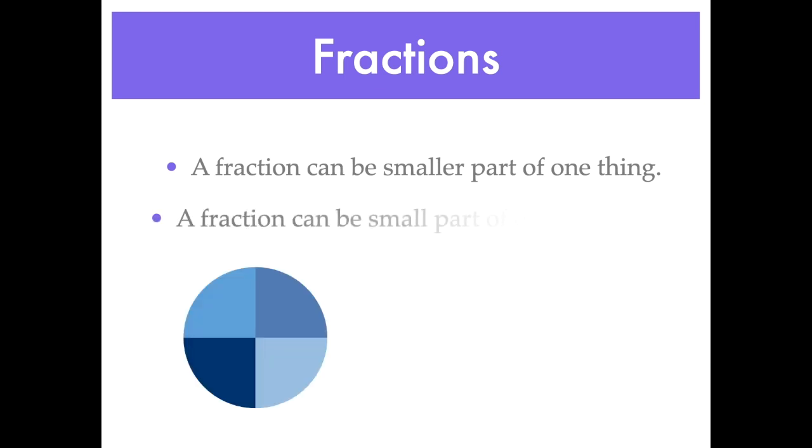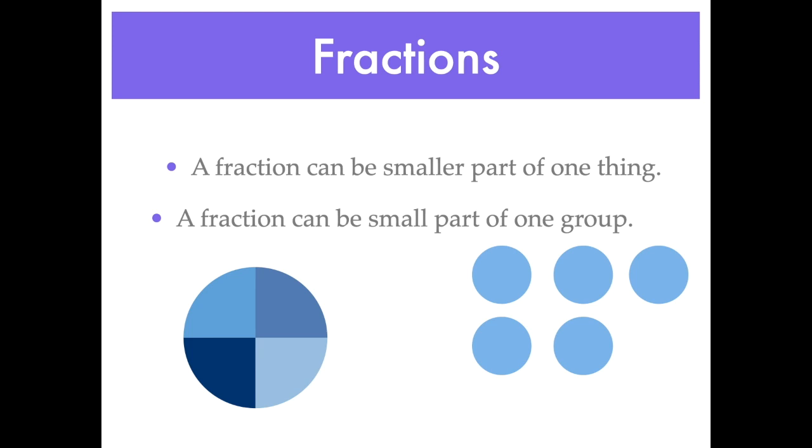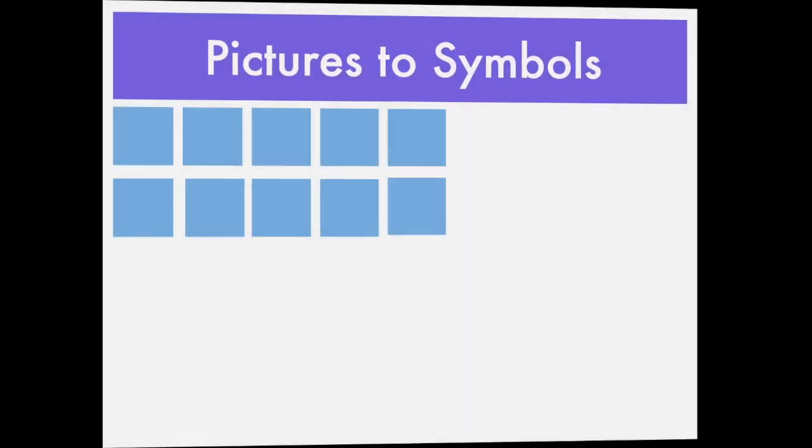A fraction can actually be a small part of one group. So if I show a circle like this, I say this small circle here is a fraction of the larger group. Do you think that's the full group? Or that's the full group? There we go. The full group has 6 pieces in it. So I could say 1 is a fraction of the group. And I could in fact say 2 blue circles is a fraction of the group. So there's lots of ways to think about fractions.